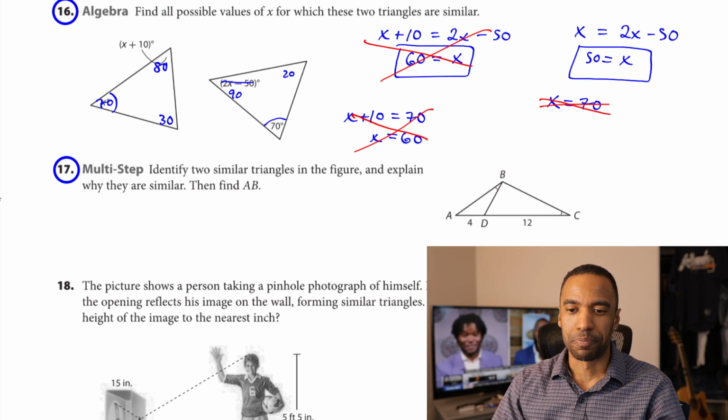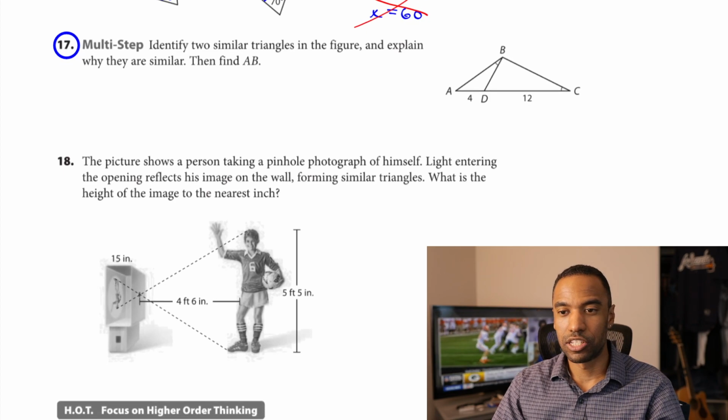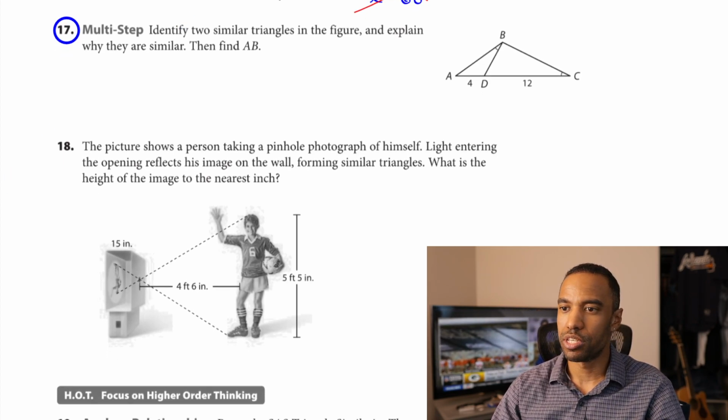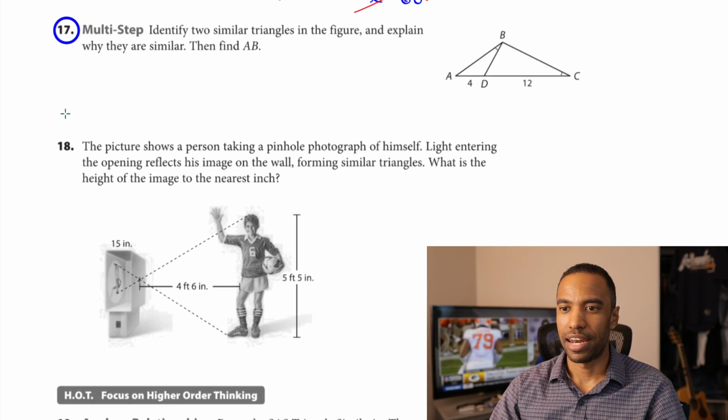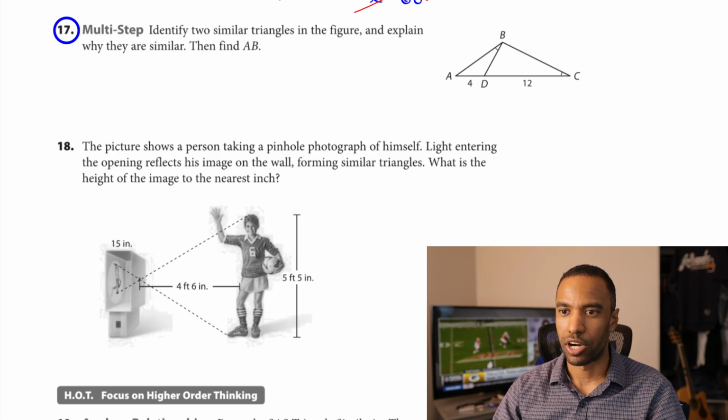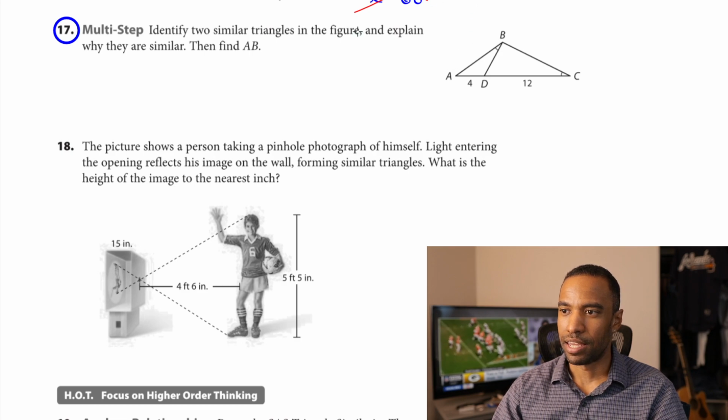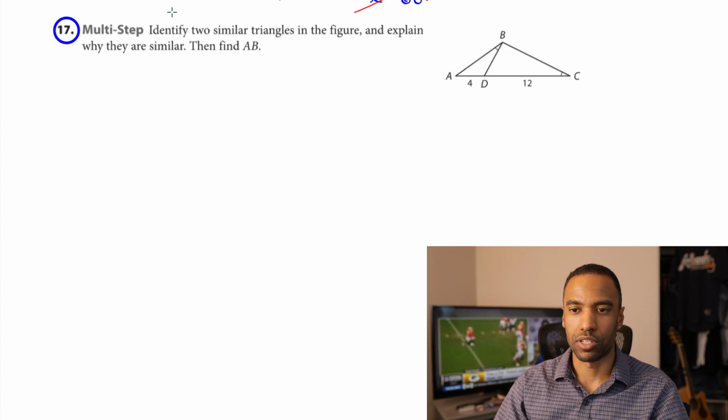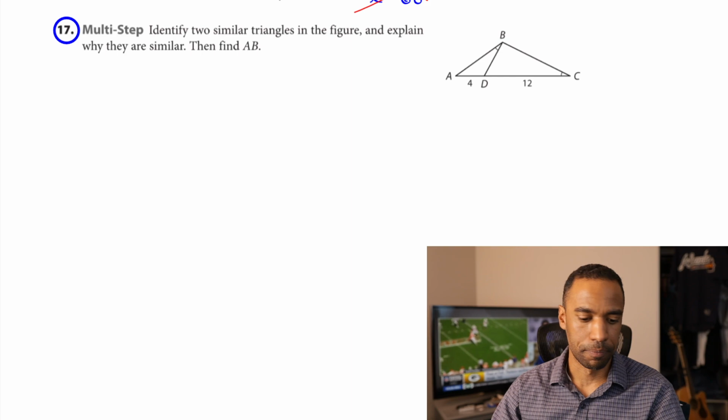All right, here we go. Last one, guys, number 17. Identify two similar triangles in the figure and explain why they are similar. Then find the length of segment AB. All right, let's take a look at this one. Let's explore this thing here. I'm going to make it bigger.